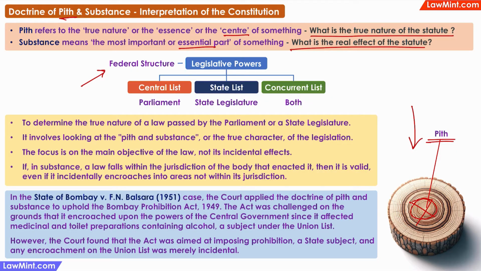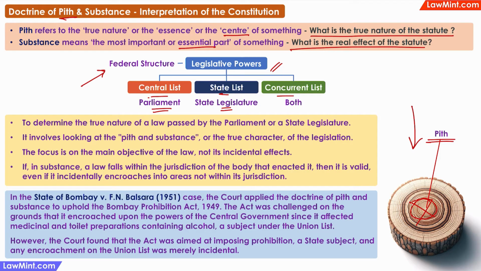The Constitution gives the power to make laws, which are the legislative powers. These legislative powers are divided between the central legislature, which is the parliament, and the state legislatures. The 7th schedule of the Constitution has 3 lists: the state list, the central list, and the concurrent list.